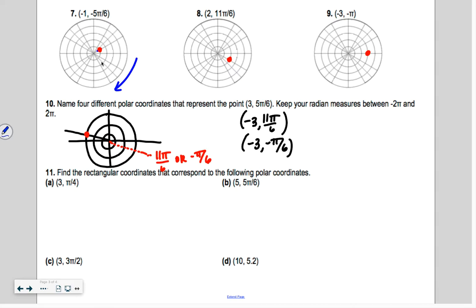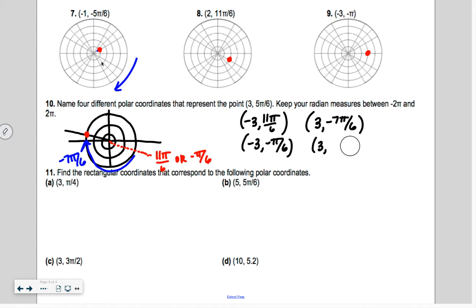Kate's good. All right, so he says this could be -7 pi over 6. So he says that we could do +3, -7 pi over 6. And then the fourth one was the 3, 5 pi over 6.